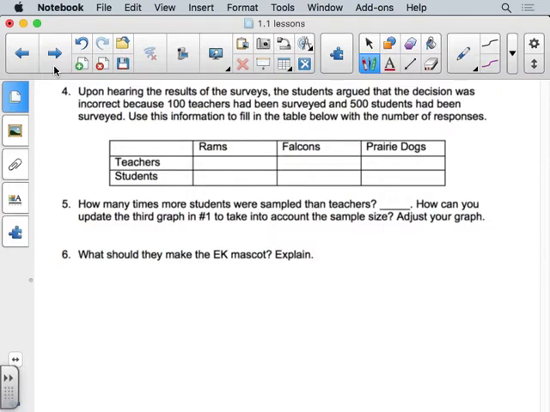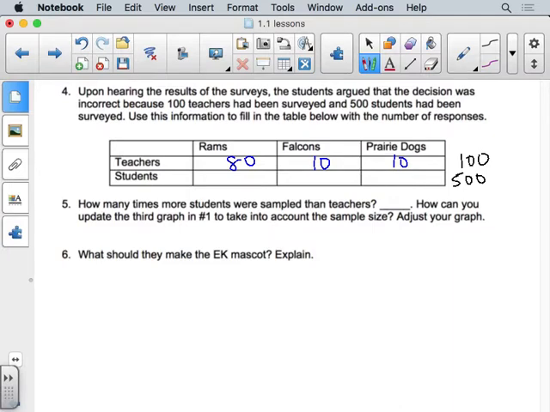So what I want to do is fill out this table with the results of me having 100 teachers and 500 students. I'm just going to put the actual counts, the frequency, instead of the percentages in here and see what the numbers look like instead of writing the percents. So for the Rams, it was 80% of the 100. So 80% of 100 is 80, and then 10% of 100 is 10.